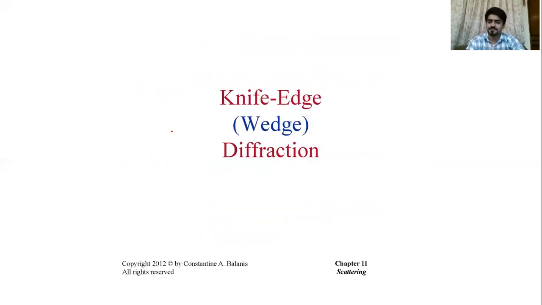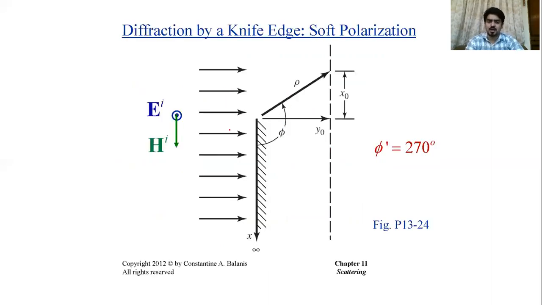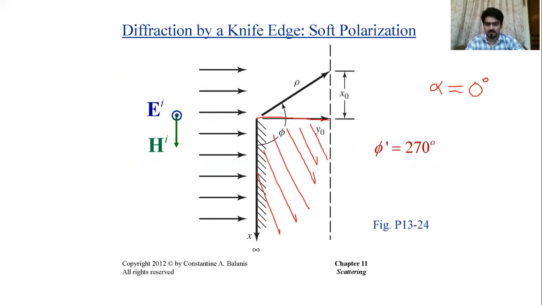Now, for a knife edge wedge, what would be the diffraction? As we have discussed, what is a knife edge? Basically, your wedge angle alpha is nothing but 0 degrees, meaning that you have something like a half plane. So this is like a half plane. This is what your geometry is, with a 0 degree alpha.